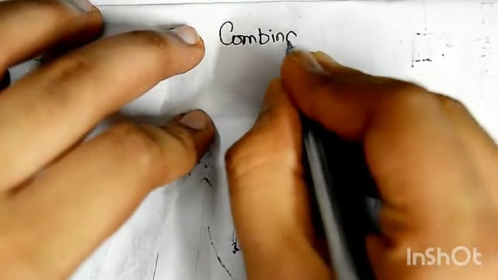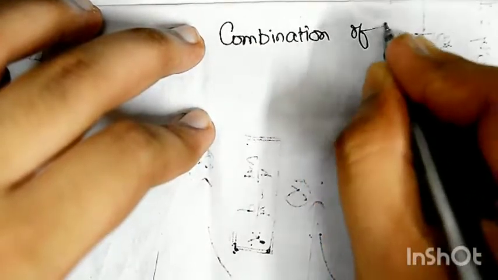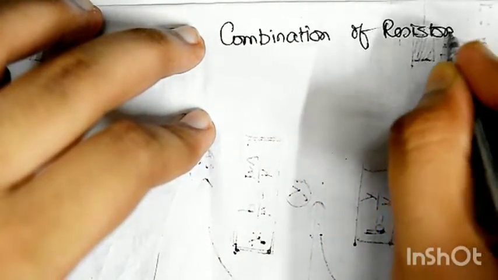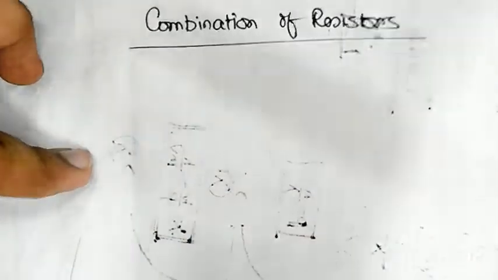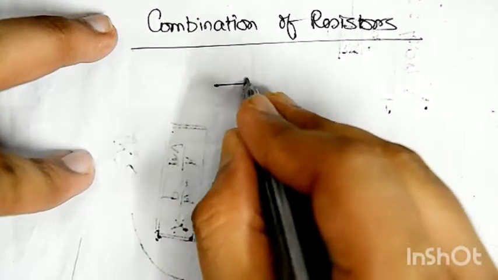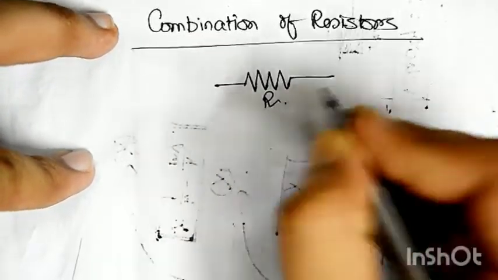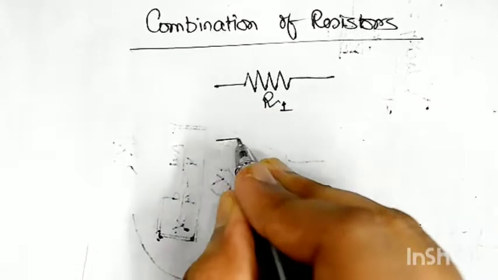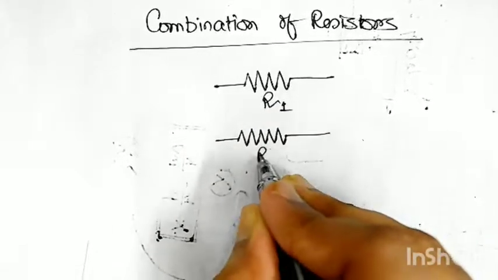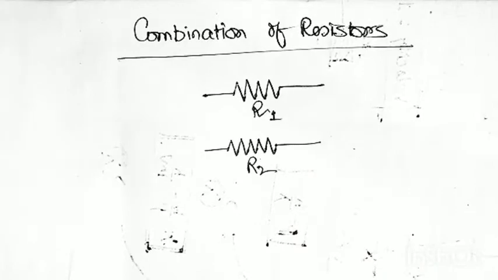Hello everyone. Our today's topic is combination of resistors. What do you mean by resistors? Resistors are basically resistance, which we know are symbolized by R. Now, combination means you can combine two resistors with each other. If R1 is a resistance and R2 is another resistance, we can add them in different ways.